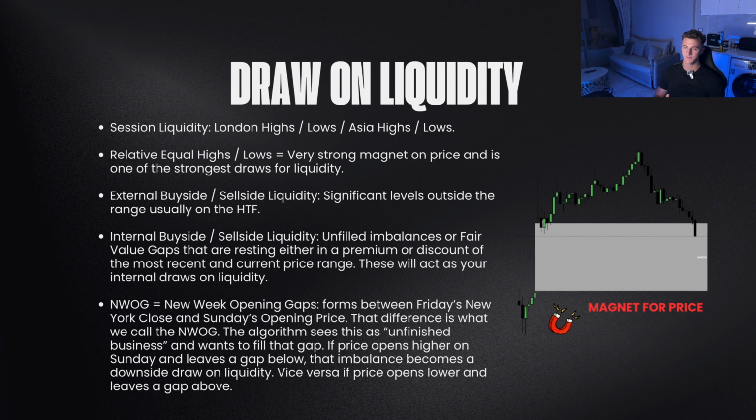Number two is going to be relatively equal highs and relatively equal lows. This is a very strong magnet on price and is one of the strongest draws on liquidity. Now, the reason for this is because we have retail traders, right, that trade support and resistance, supply and demand, these types of concepts. So these traders are looking at levels of support, for example, to act as support and bounce and push price higher, right? Whereas we're expecting price to actually attack that support and go through it, right? So what we see as relatively equal lows, these traders are seeing as support. Hence, it's such a strong magnet on price and one of the strongest draws for liquidity.